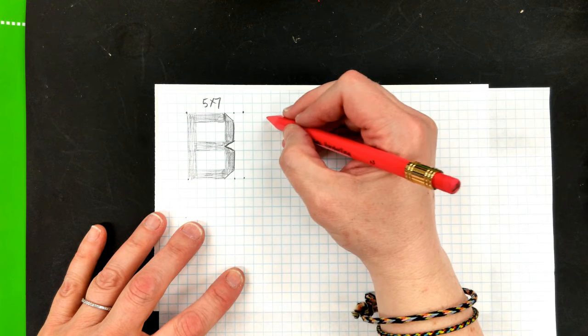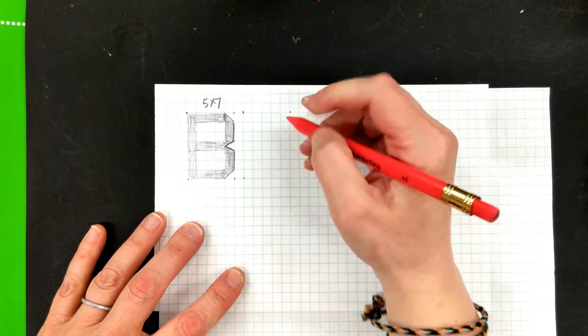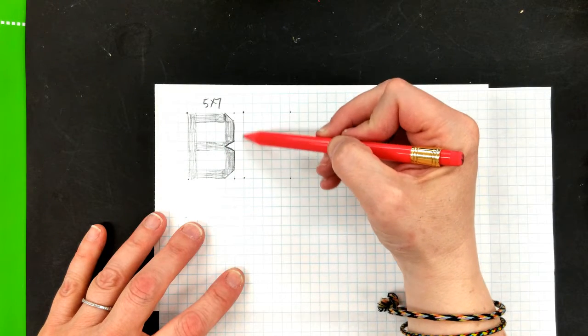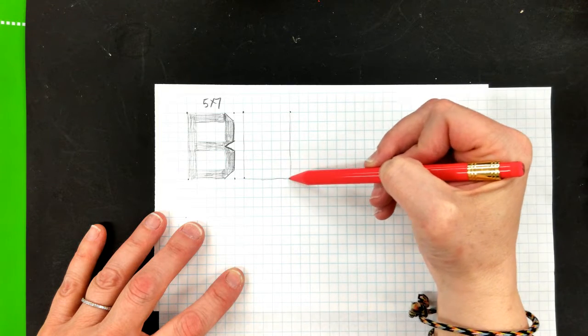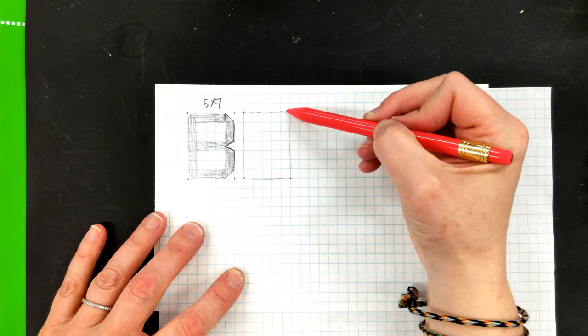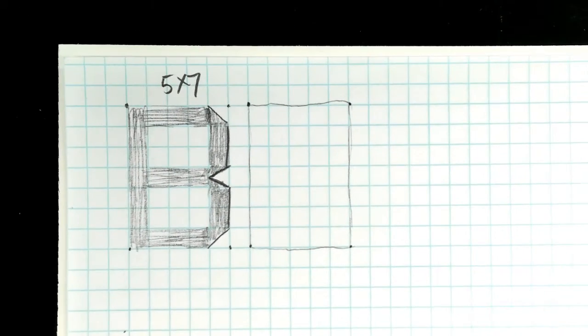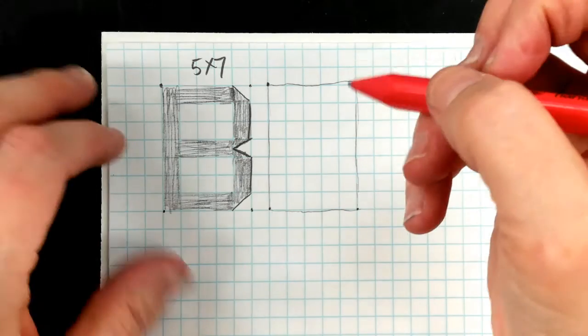So I'm just going to mark myself off another box here. 1, 2, 3, 4, 5, because we want all of our letters to be the same size when we're designing them. I'm just going to lightly sketch this in so you can see the boundary lines. Let me zoom in on this a little bit so y'all can see what I'm doing. There we go. So there is my box shape for the letter.